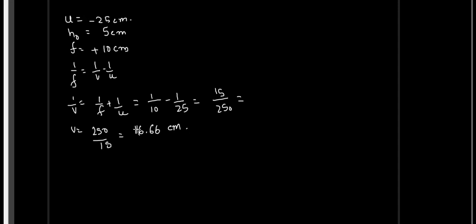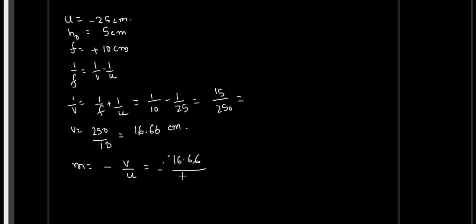Now, you see that v has a sign convention which is positive. So the positive value of v shows that the image is formed on the other side of the lens. All right, now let us come to magnification. So magnification is how much? Magnification is minus image distance by object distance. Now image distance, we know what it is. It is 16.66.